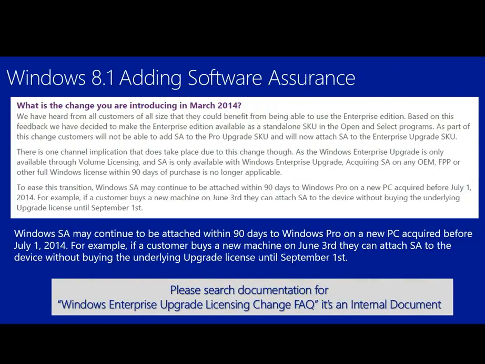The next, we have the documentation about adding software assurance. Remember what I said earlier, you cannot add software assurance to OEM or to FPP or even in Windows 7 Pro. So this is the documentation. It says Windows software assurance may continue to be attached within 90 days to Windows Pro on a new PC acquired before July 1st of 2014. So that's until July 1st of 2014.